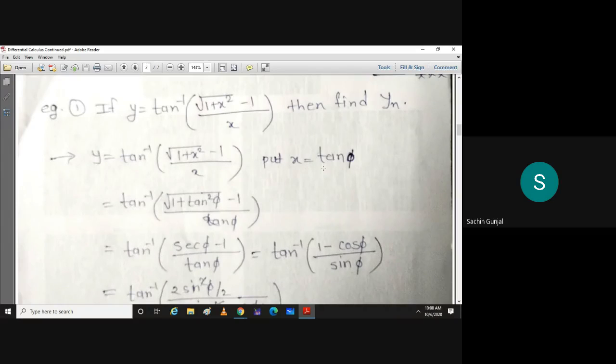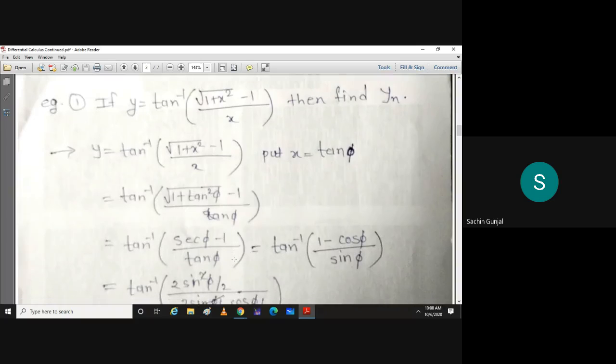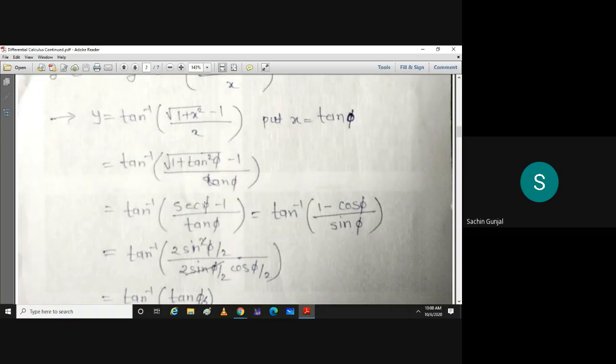So if you substitute x is equal to tan phi, so what will happen? Under root 1 plus tan square phi minus 1 upon x. So 1 plus tan square phi is sec square phi. Under root it will become sec phi minus 1 upon tan phi. So sec phi is 1 upon cos. So it will become 1 minus cos phi upon sin phi, because that cos phi will get cancelled from numerator and denominator. So tan inverse of 1 minus cos phi upon sin phi.